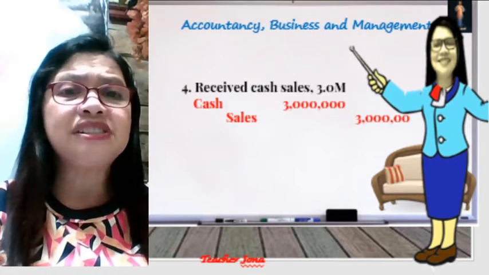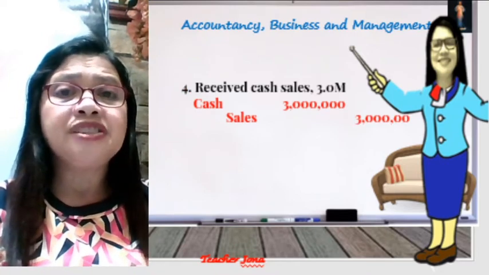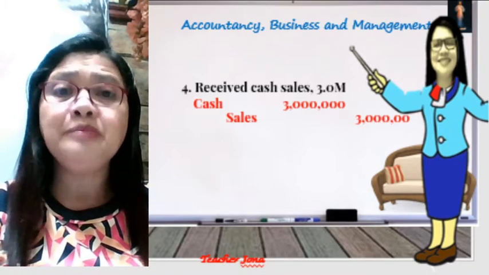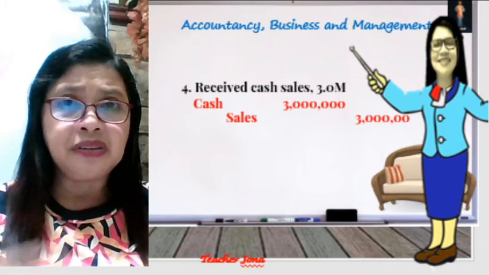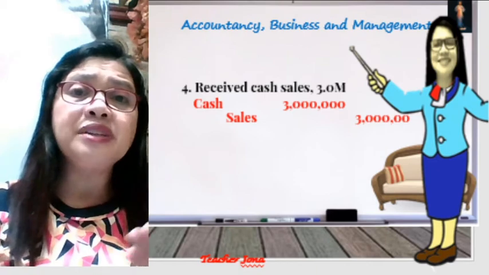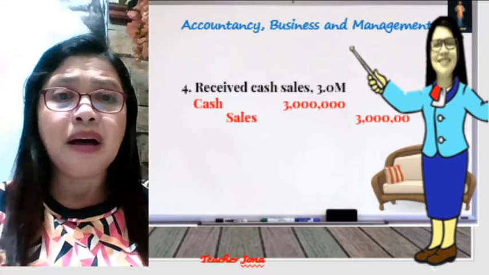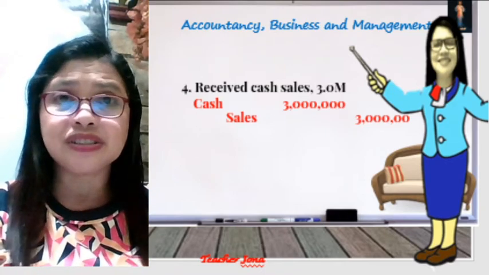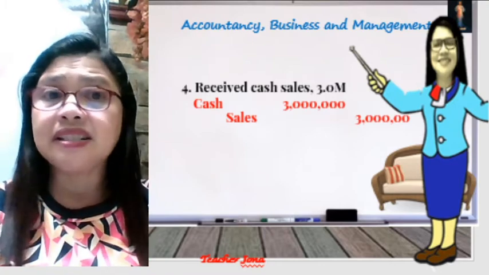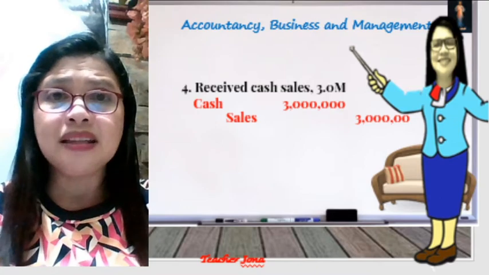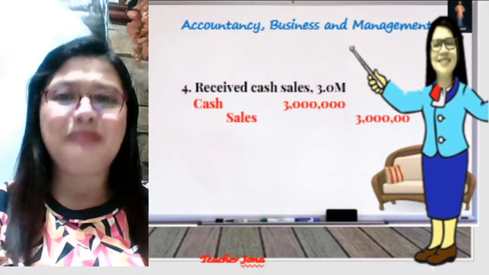Next, we have received cash sales 3 million. So the trading company generated sales of 3 million. So the accounts affected again are, when the company generated sales, naturally you receive cash. So the account affected number one is cash in the amount of 3 million pesos. But the sales transaction is a credit normal balance, so you credit your sales in the amount of 3 million pesos.